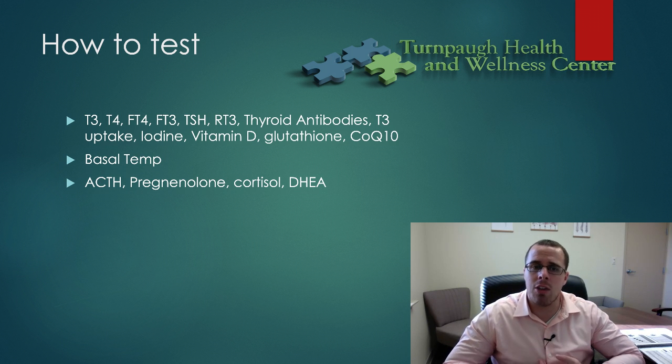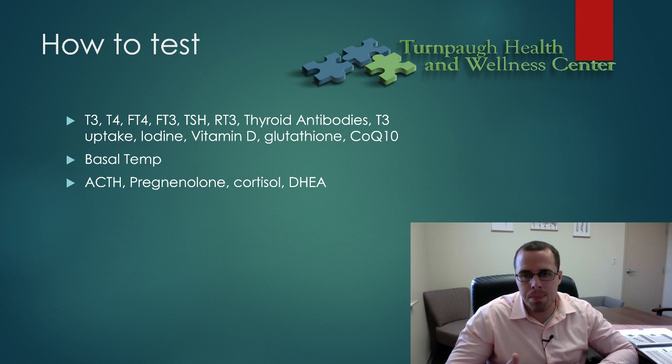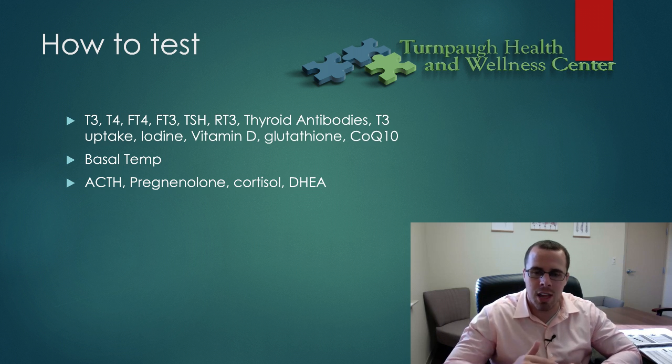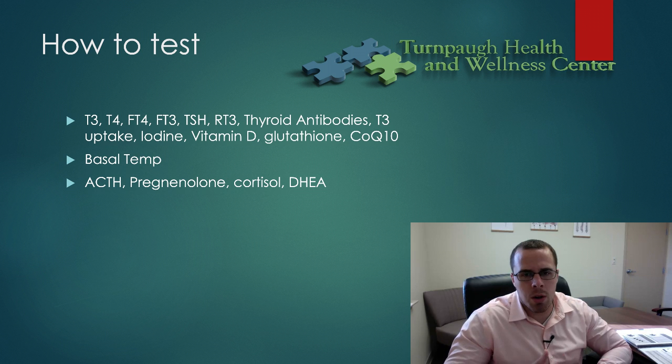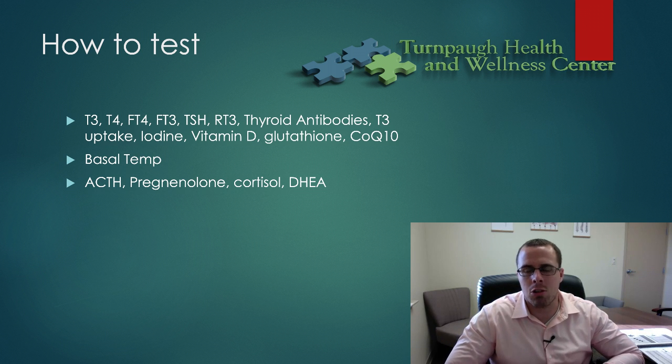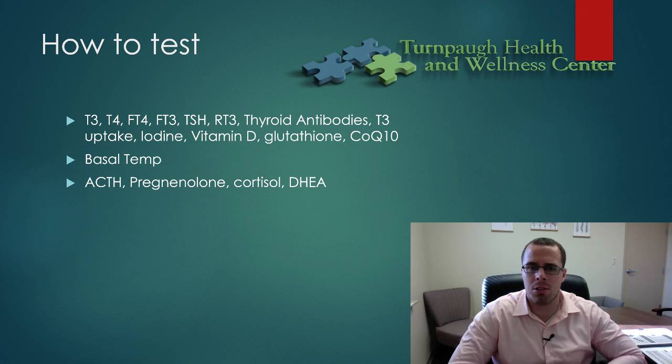We want to look at your total T3, your total T4, your free T4, your free T3, your TSH, your reverse T3. We want to look at your thyroid antibodies. If it is hypothyroid, meaning the thyroid is underactive, we want to make sure we look at the antibodies associated with that, which could indicate Hashimoto's, which is another conversation. But that's your thyroglobulin antibody and your thyroid peroxidase antibody.